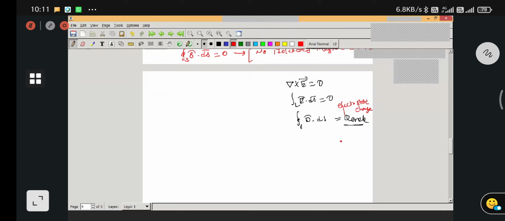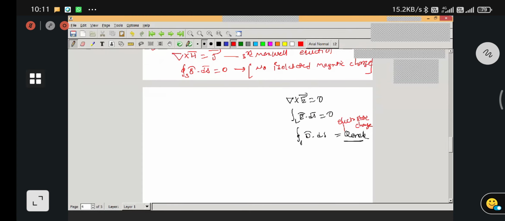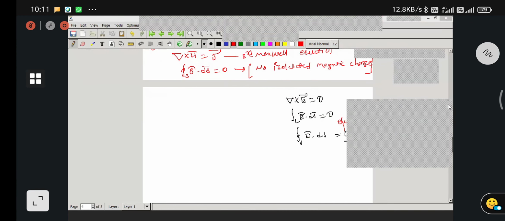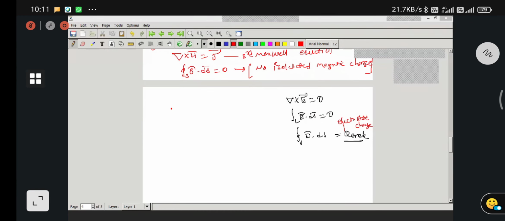Okay, electrostatic charge. This is the non-conservative nature of H. Note a point: we use the divergence theorem.